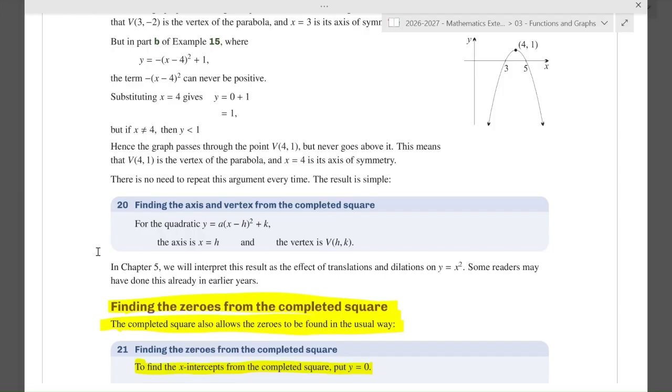No. This is an assumption. I've already given you this and said this is truth. This is now what we call axiomatic. It is given to be true. You can now use that and go, the vertex is (h, k) when I've got it in the form a outside of (x minus h) all squared plus k. You can now use that.